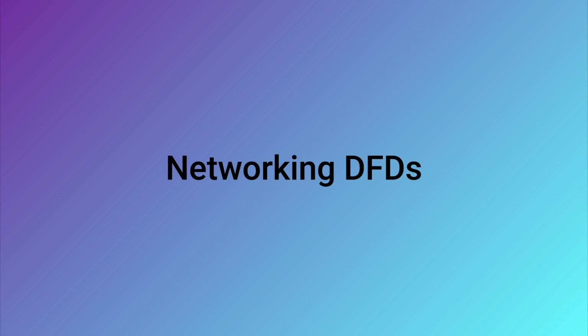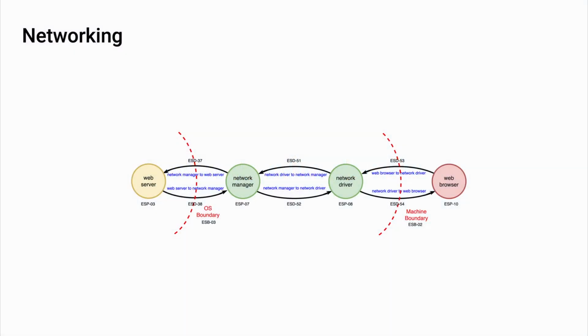It's also one of those areas where people don't give sufficient attention, and so it's worthwhile to take some time to diagram it specifically. In the case of our example, we only have one network path that we go through that connects the web server and the web browser. It traverses both the network manager and eventually the network driver. We're showing not only the trust levels, but also the boundaries here for emphasis.